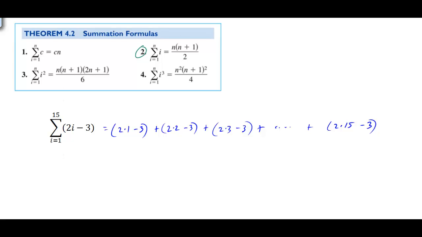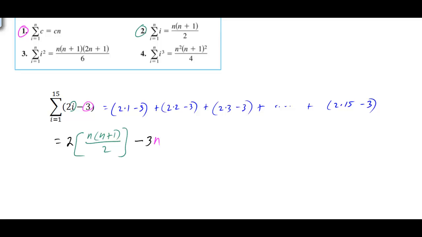So if we take this part, we can say this is going to be equal to 2 times I, but in place of I, we can plug in n times n plus 1 over 2. Okay, then we have minus 3, our constant term, but we know the constant term here is going to be multiplied by, this is using number 1, our constant term is multiplied by n. So that's minus 3 times n.